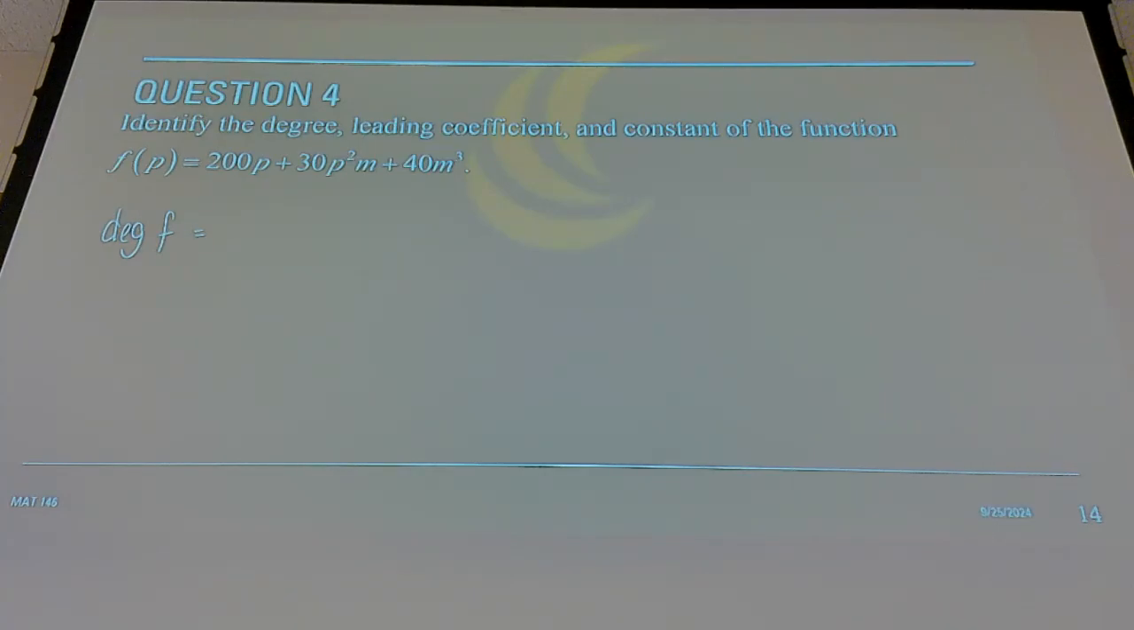What's the degree? Y2. P is your independent variable. So you're looking for the highest power of P. What's the leading coefficient? Sure about that?